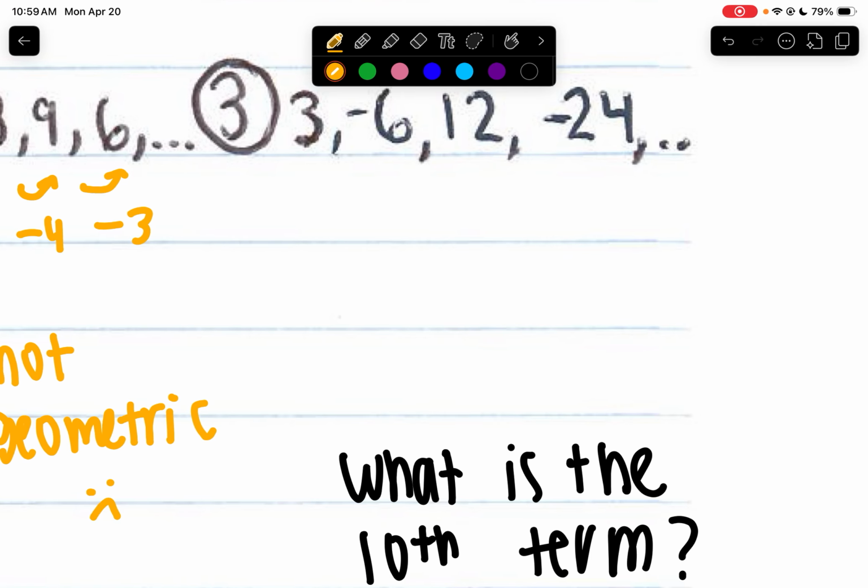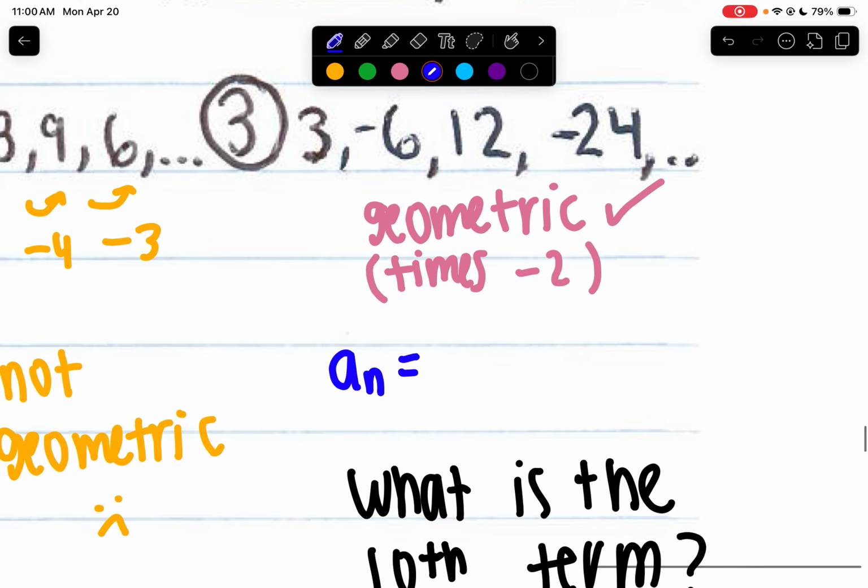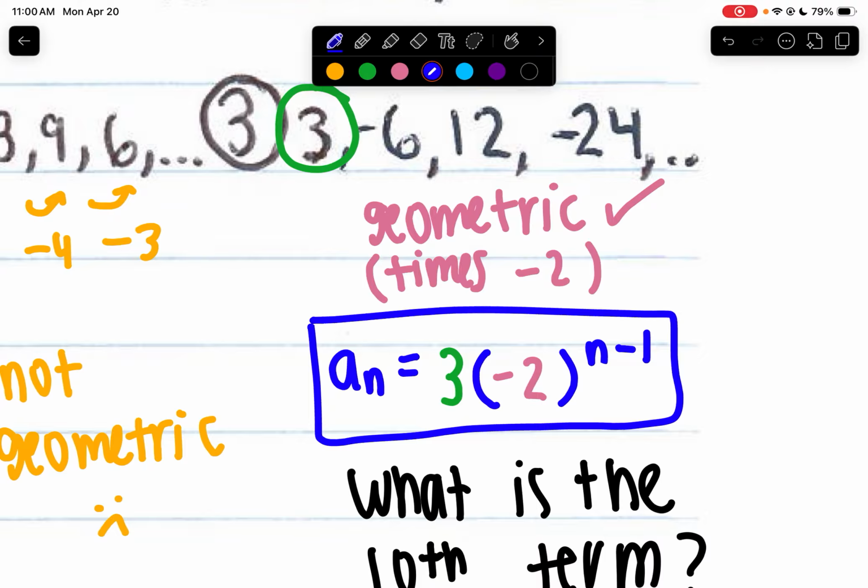3, negative 6, 12, negative 24. Now, this one is geometric, and the pattern here is that it's multiplying by negative 2. What does that mean? That means I have enough information to create my explicit sequence formula. a sub n equals my a value. a1 is going to be your starting term. So in this case, it's going to be 3. Open parentheses. The ratio here is negative 2. That's what it's multiplying by, to the power of n minus 1. So that is my formula.